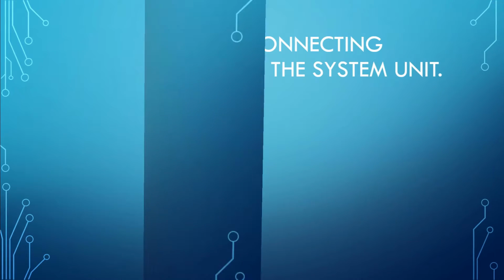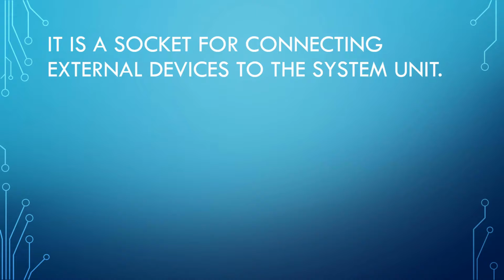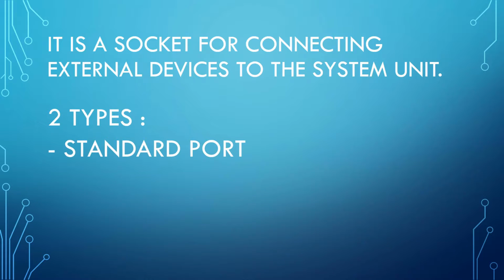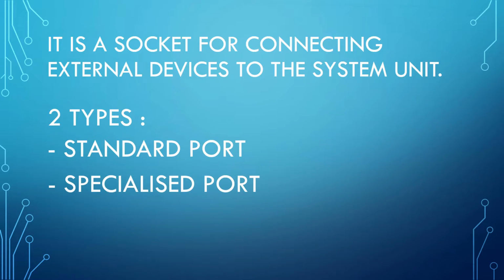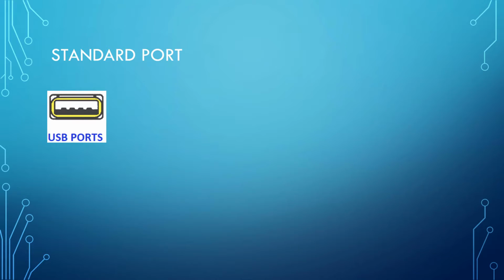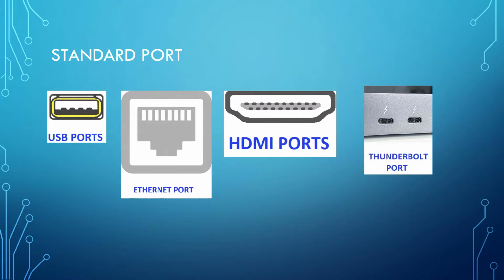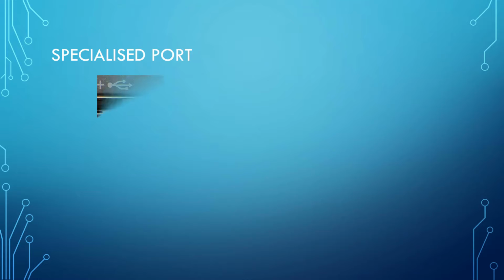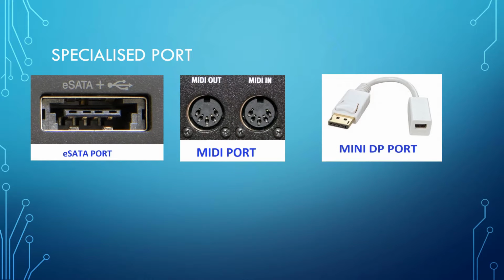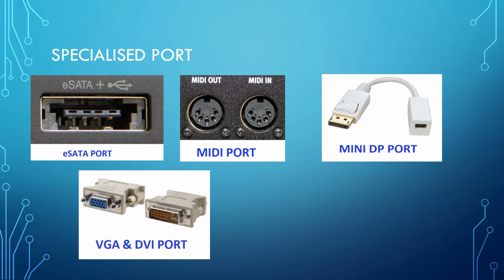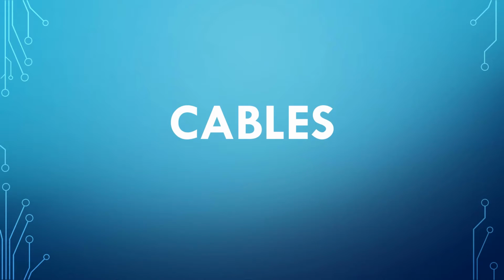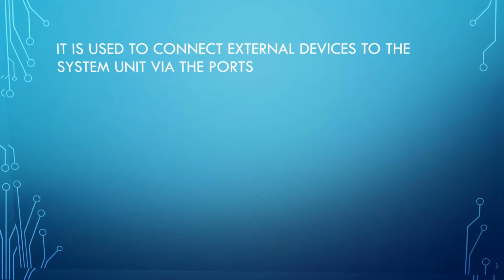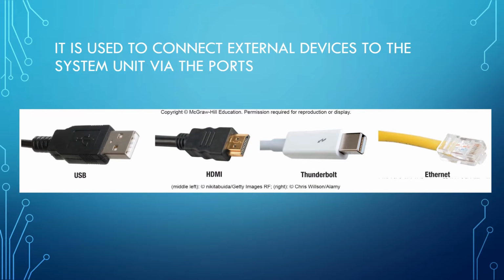A port is a socket connecting external devices to the system unit. There are two types of ports: standard ports and specialized ports. Examples of standard ports are USB, Ethernet, HDMI, and Thunderbolt. For specialized ports, there are eSATA, MIDI, mini-DP or MDP, VGA and DVI, and Firewire. A cable is used to connect external devices to the system unit via the ports.